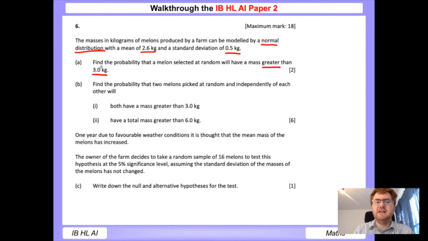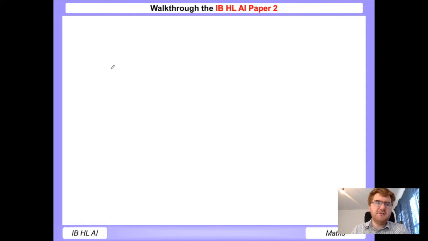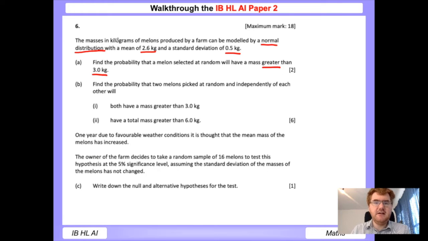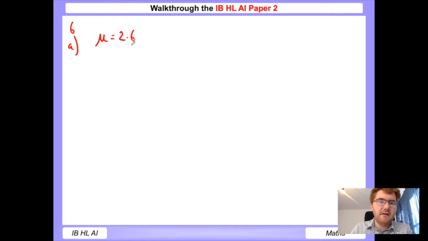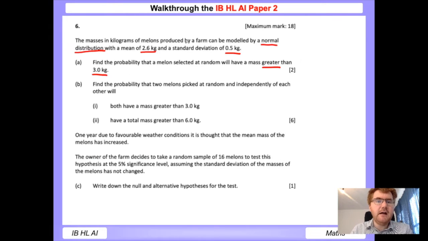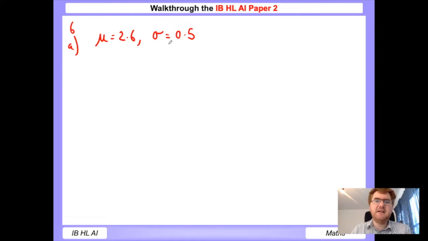So I'm highlighting or underlining the key parts of the question. So for this one here, question 6a, I'm just going to write down what information I have. So my mean is equal to 2.6. My standard deviation is equal to 0.5. And what we're looking for here is a melon selected at random greater than 3 kilos. So for our normal distribution, we want it greater than 3. So I'll just write this information down to remind me what I'm doing.